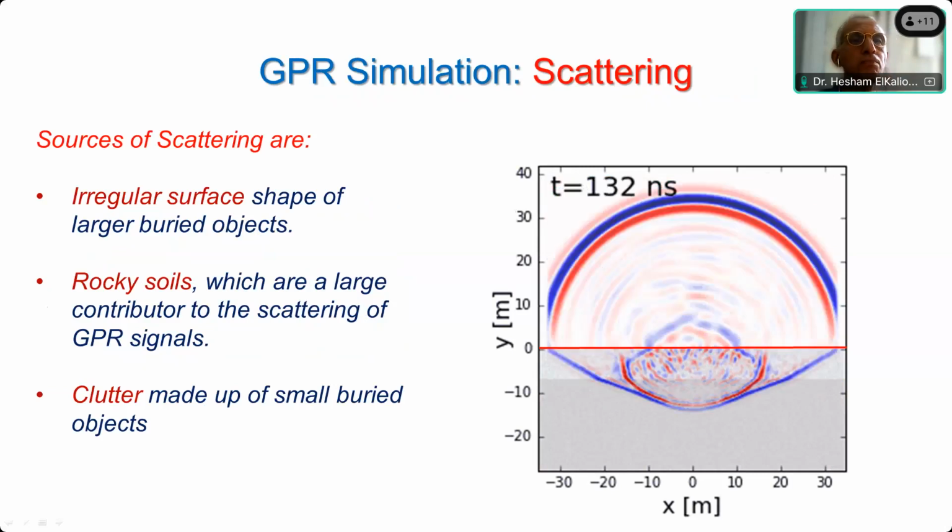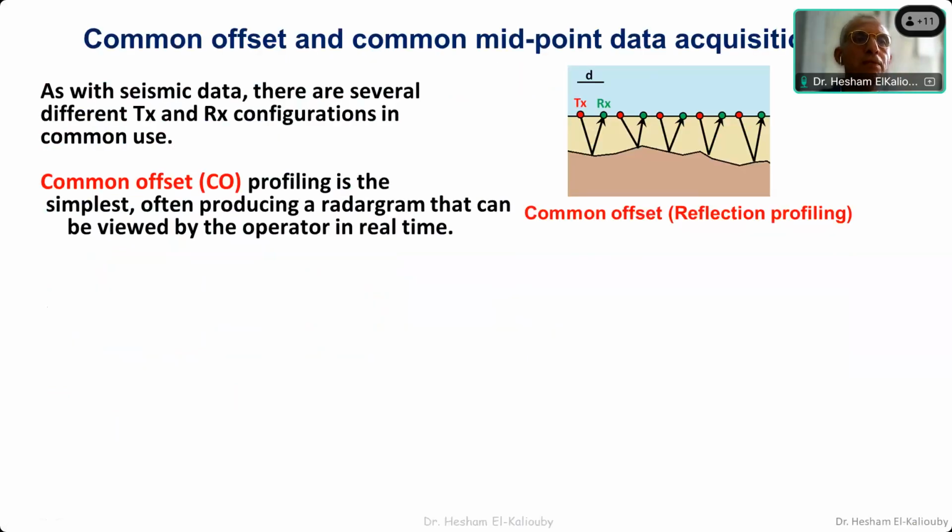GPR can be measured in different setups, for example, a common offset, where the distance between transmitter and receiver is constant. So common offset is commonly used. You just move the transmitter and receiver along the survey line.